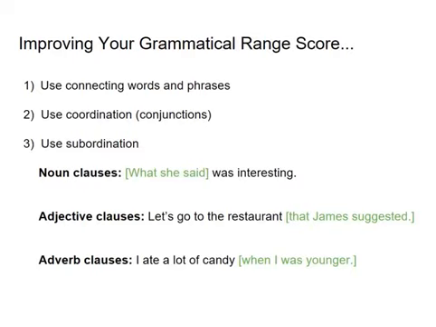So a noun clause, we see in green there, what she said was interesting. That thing, everything in brackets there, functions as a noun. It's the subject of the sentence. That's why we call it a noun clause. Do you use that type of subordination in your sentences as you speak? Using adjective clauses well. This can be tricky. Adjective clauses are complicated, but look for them.